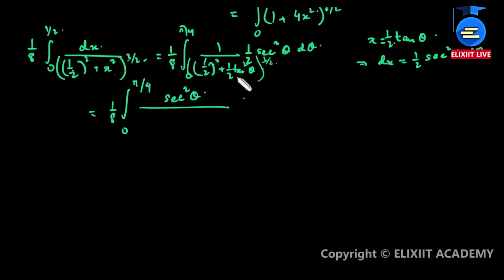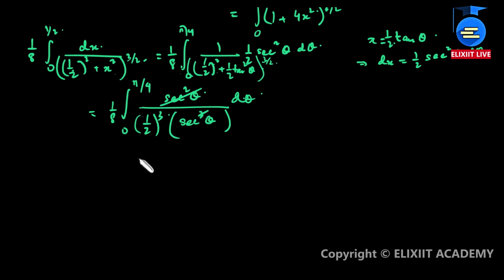You take out half square. Basically half cube will come out because the power was 3 by 2. Half cube times this will turn out to be 1 plus tan square theta, that is basically sec square theta, and here we have the whole to the power 3 by 2, so this will turn out to be sec cube theta, isn't it? And we have d theta. So here one of the sec square theta will cancel out from here. 1 by half cube, that is basically 1 by 8.